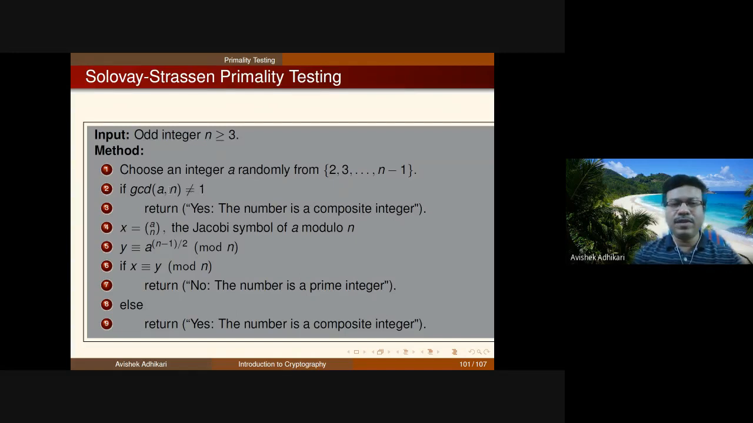So you have been given some n which is greater than or equal to 3, and you found some a which is less than or equal to n minus 1. It's not even n. So a has been taken from 2 to n minus 1, and you found that the GCD is not equal to 1, then your conclusion will be that the number n is a composite integer because it has a common divisor.